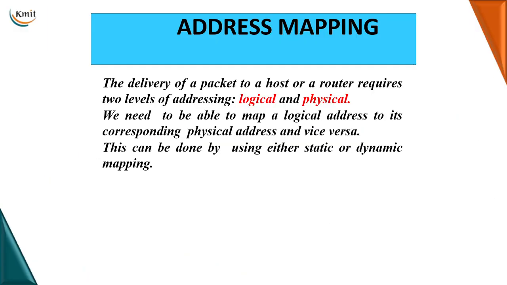What is address mapping? As we all are aware, the address at the data link layer is called the physical address or the MAC address, and the address at the network layer is called the logical address or the IP address. But when a packet has to be delivered to a certain host or router, it requires two levels of addressing, logical and physical. So there is a need to map a logical address to a physical address and a physical address to a logical address. This mapping can be done either using static address mapping or dynamic address mapping.